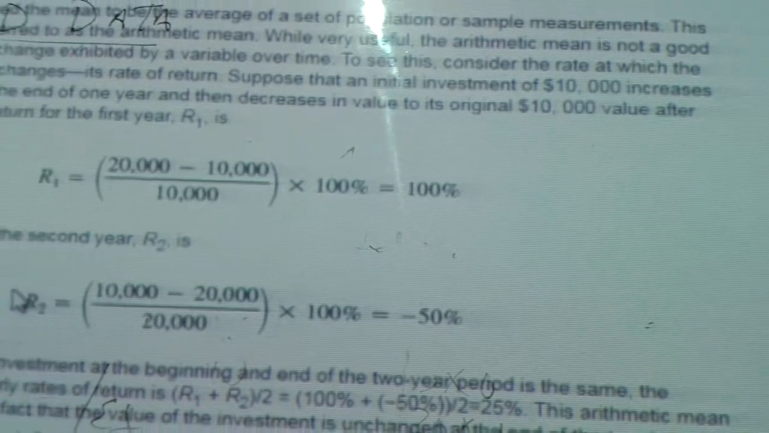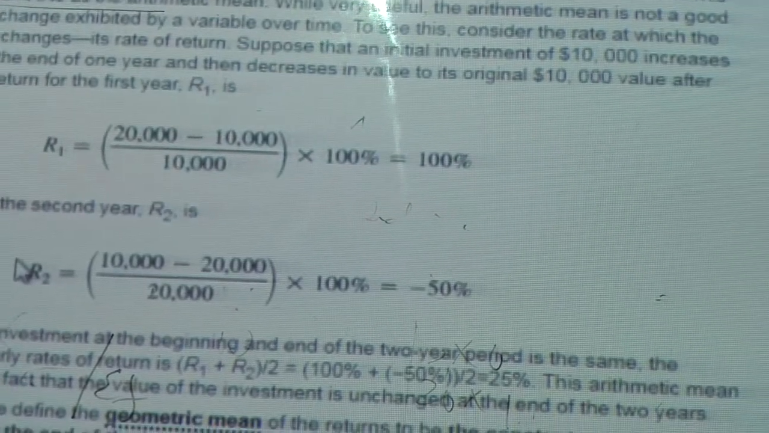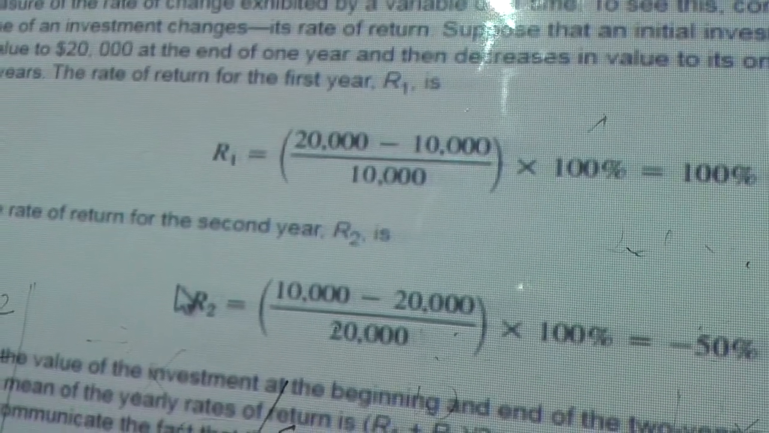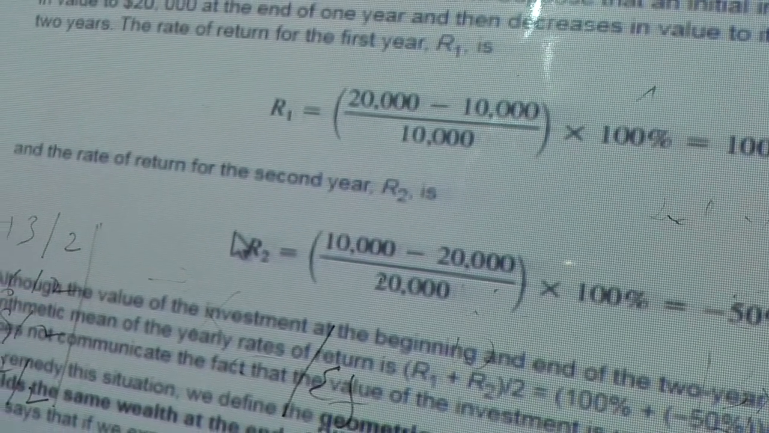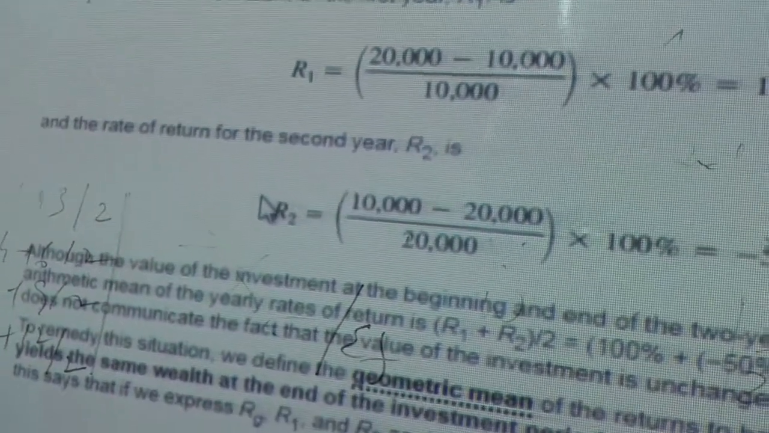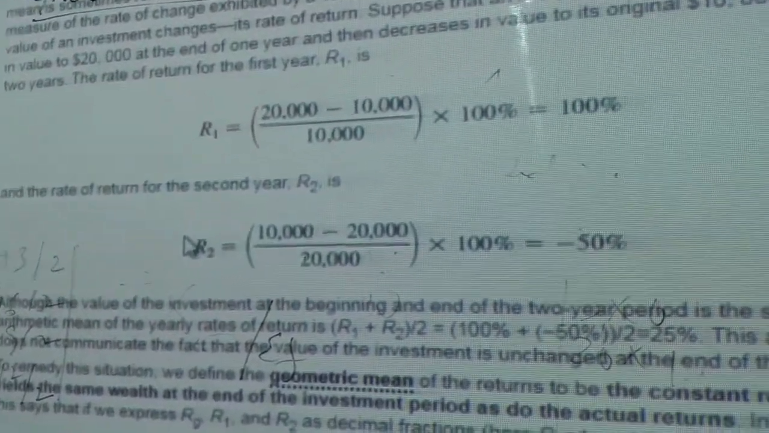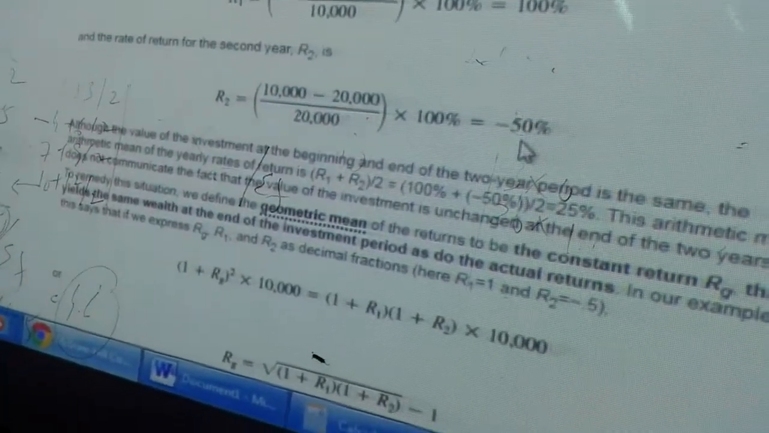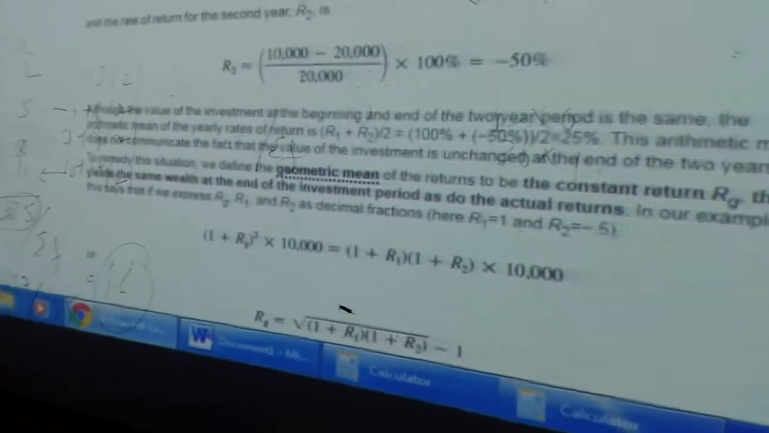Suppose that an initial investment of 10,000 increases in value to 20,000 at the end of 1 year, and then decreases in value to, like I explained to you about the geometric mean. That means for year 1 you have the second value minus the original over the original. Then in the second year, the value decreases from 20,000 to 10,000, so that is the second value minus the original, which is 20,000 in this case. You have minus 50%, right? So dividing by 100, minus 50% over 100 is minus 0.5.